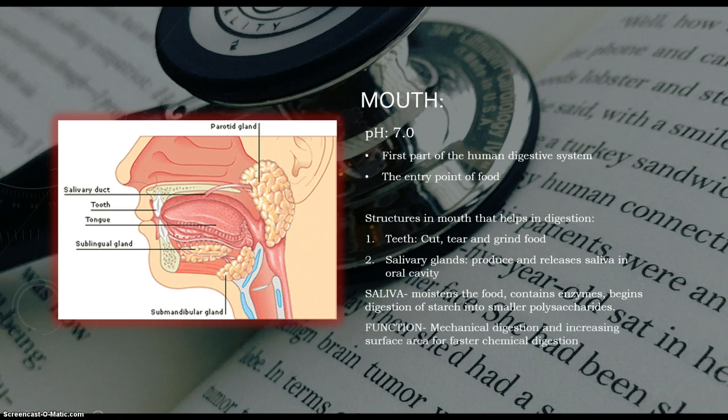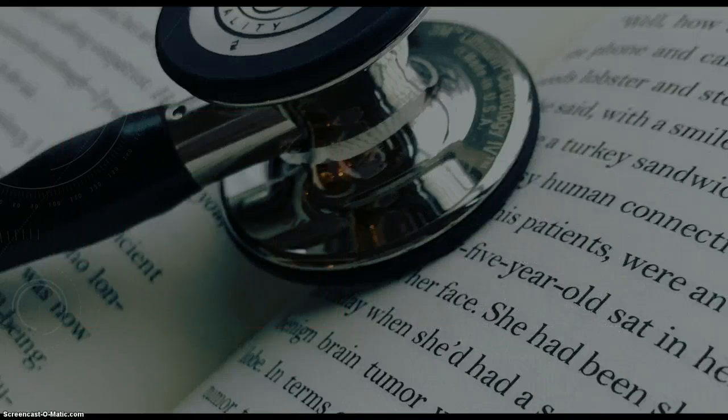What is the function of the mouth? It helps in mechanical digestion and increases the surface area for faster chemical digestion. Whenever we take the food, we chew it. Due to this chewing, the surface area increases, which helps in faster chemical digestion.